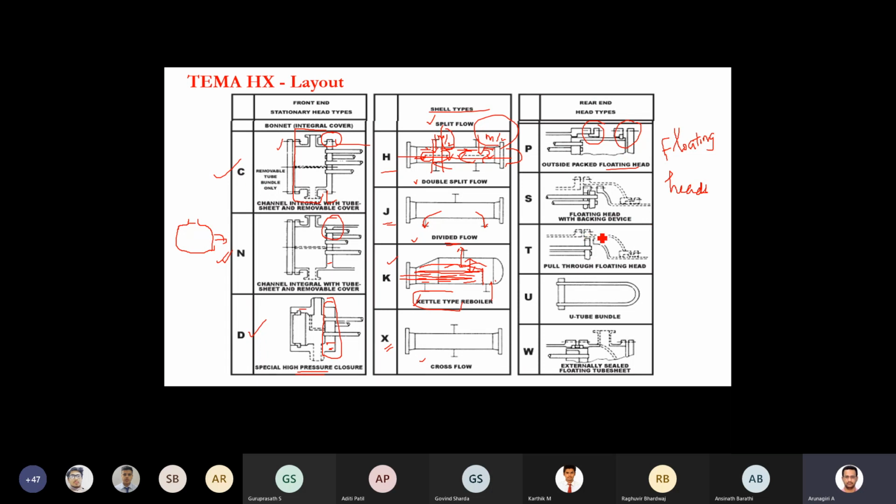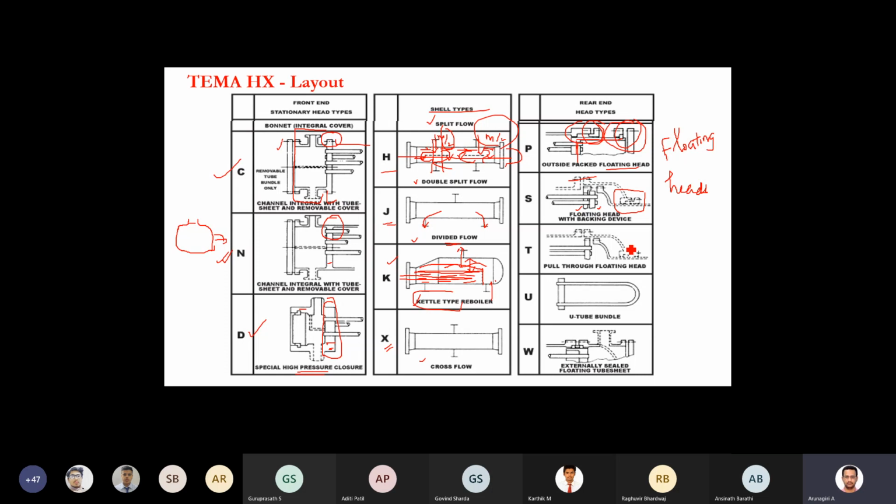Okay. Then floating head with backing device. Here you have a supporting one, and also here you have two different types of tube sheets. Here you can see only one tube sheet. This tube sheet is connected with your shell part and also the cover part, floating head. So once these two things are removed, you can remove the tube bundle. These floating heads are normally used for bigger diameters, and whenever maintenance is required periodically, in such cases we can go for this type of floating head.